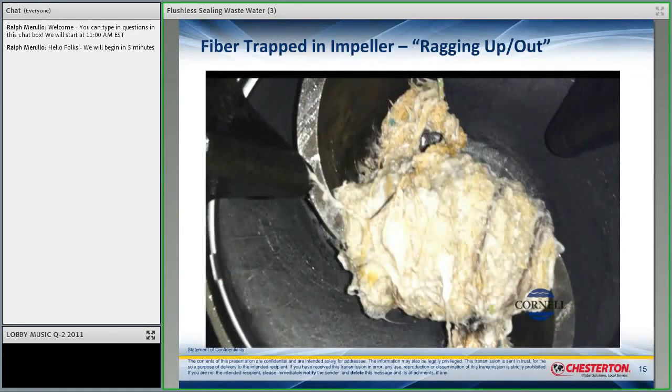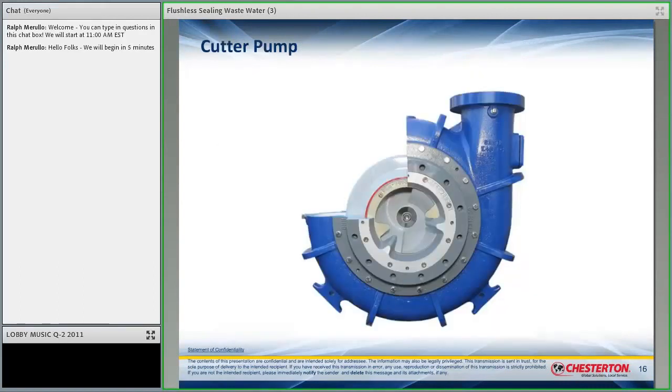of ragging out is a common problem, but what's interesting is it's harder in some areas than in others. So to avoid the issue in the pump, there are pumps that have cutters on the suction side. So this is an example of a cutter pump. There's a bunch of different manufacturers that make these types of pumps. I'm not advocating for any particular manufacturer. I'm just making people aware that they exist.